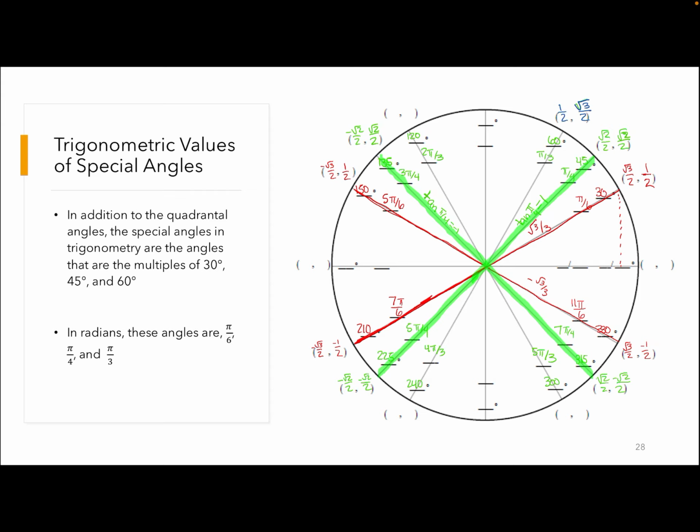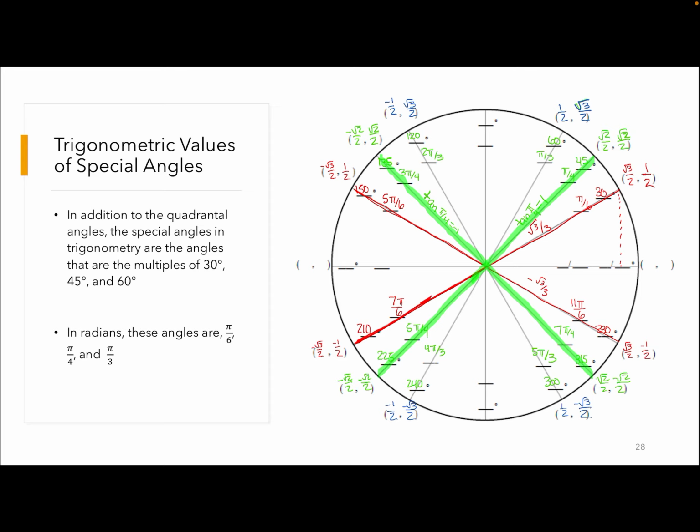And so then in quadrant 2, sine is still positive, so that's going to be square root 3 over 2. The cosine is going to be negative 1/2. In quadrant 3, both sine and cosine are negative, so negative 1/2 and negative square root 3 over 2. And then in quadrant 4, cosine is positive, so that's going to be positive 1/2, and sine is negative, so negative square root 3 over 2.